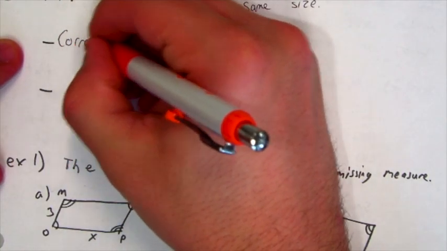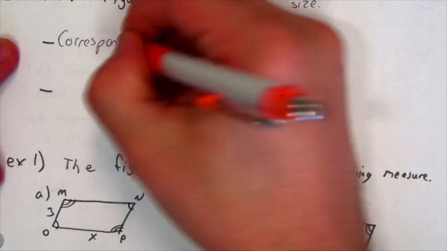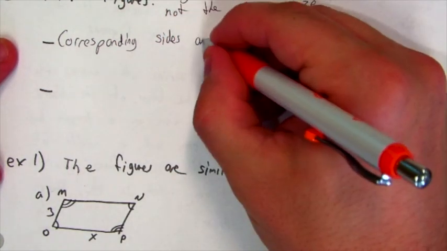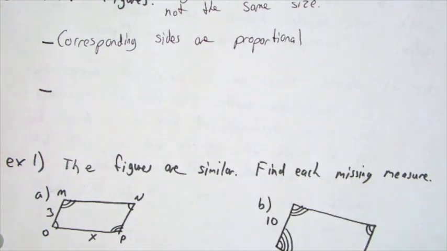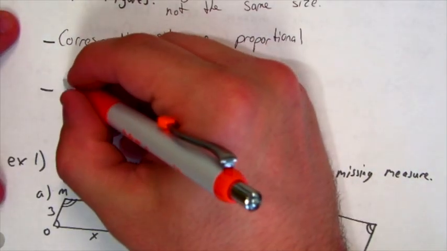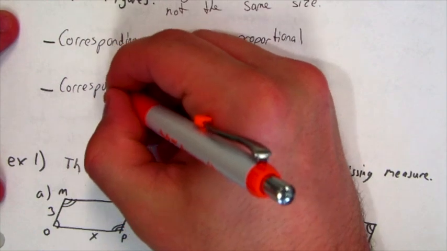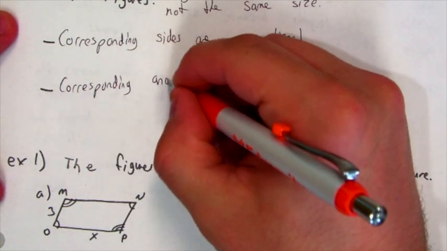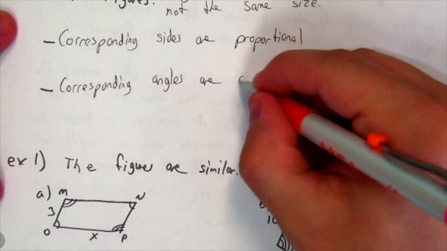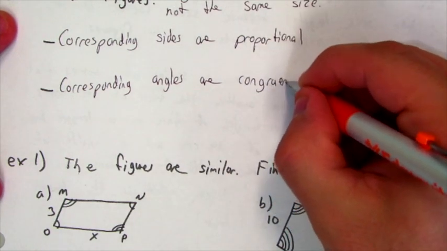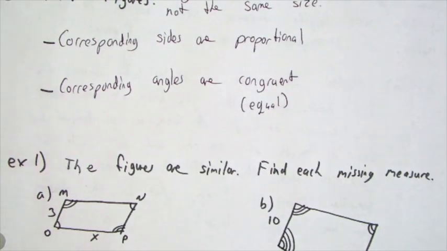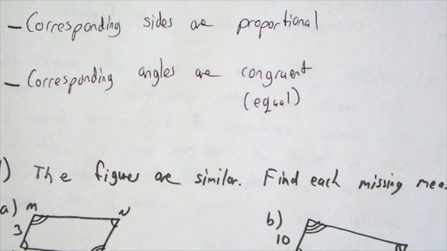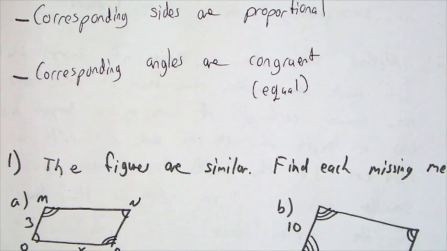So corresponding sides are proportional. A corresponding side means the same side on each shape. The other one was corresponding parts, or corresponding angles, are congruent. Now, congruent is just a fancy word that we use in geometry to talk about if things are equal. We like the word congruent, though, in geometry.